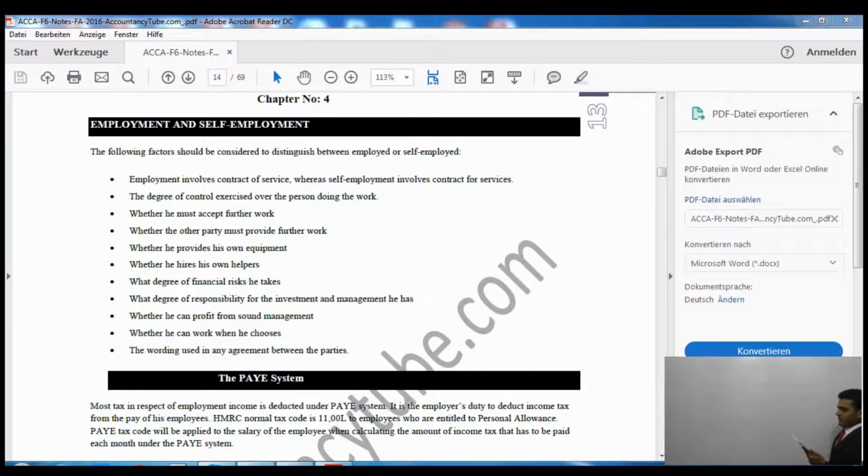Now, as you can see on your screen, that is chapter number 4 and page number 13 of ACCA F6 taxation, employment and self-employment. The following factors should be considered to distinguish between employed or self-employed. Please make sure you mark it as important. It is very, very important as far as F6 is concerned. They could be examined, and they have been examined many times, especially in MCQs.